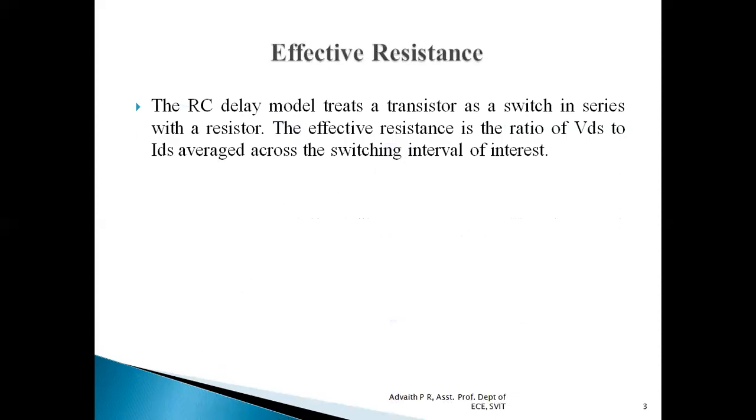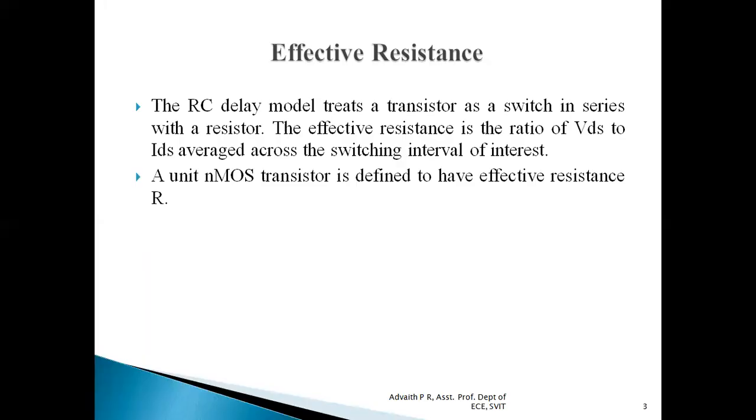The RC delay model treats a transistor as a switch in series with a resistor. The effective resistance is the ratio of VDS to IDS averaged across the switching interval of interest. As we already know, according to Ohm's law, V is equal to I into R, or R is equal to V divided by I. So the effective resistance of our MOSFET will be the ratio of drain-to-source voltage to drain-to-source current.